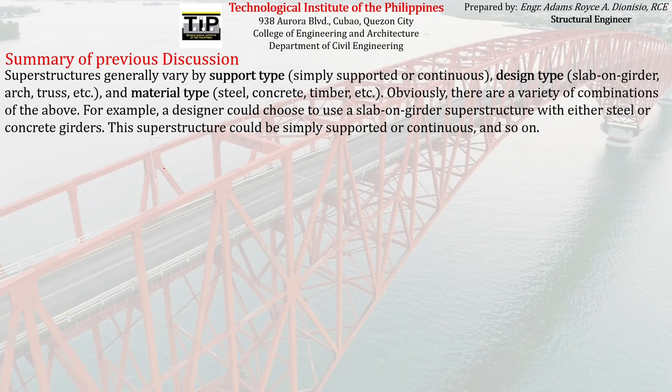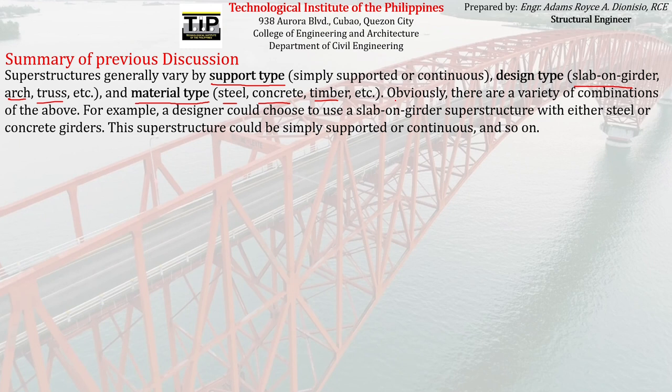From the previous discussion, we have learned that superstructures generally vary by support type, whether they are simply supported or continuous. They also vary with respect to design type, so they can be slab on grade, an arch, a truss type, etc. And they can also vary with respect to the material used for the superstructure itself: steel, concrete, timber, or any other material. Those are the general variations between one superstructure and the other.